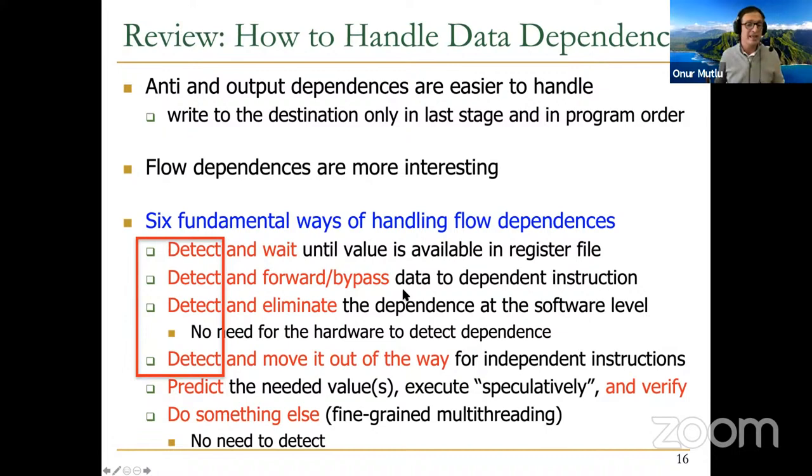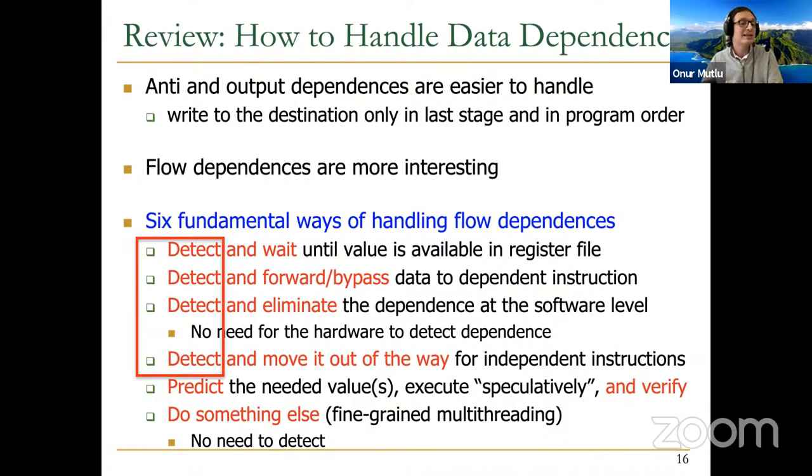Basically, you wait only for the amount you really, really need to wait. If the data value is present somewhere in the pipeline, you grab it. So to be able to do that, of course, you need to add forwarding or bypassing paths that we will talk about in more detail today, but we talked about the concept. Third one is you detect and eliminate the data dependence at the software level, meaning there's no need for the hardware to detect the dependence. In fact, we talked about the MIPS acronym, right? Microprocessor without interlocking pipeline stages. The idea is for the compiler to schedule the instructions into the pipeline such that the hardware doesn't need to do anything in terms of data dependence detection, because the compiler already guaranteed that instructions that are independent of each other are in the pipeline at any given time.